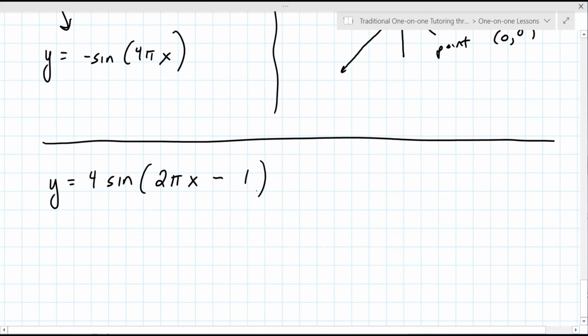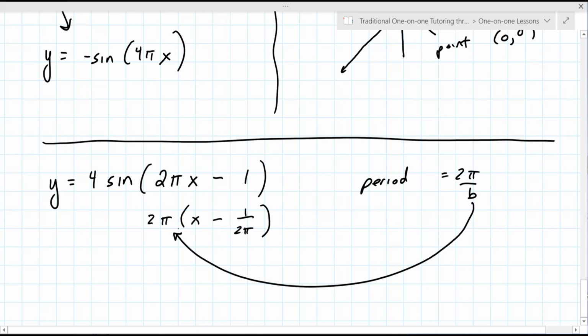Okay. So the period is 2 pi over b. The period's just 1. No, it is, but there's a thing here that I need to do. This is not correct form. It needs to be written like this: x minus 1 over 2 pi. Oh, shoot. So you have to be able to factor this out if it's not factored out.